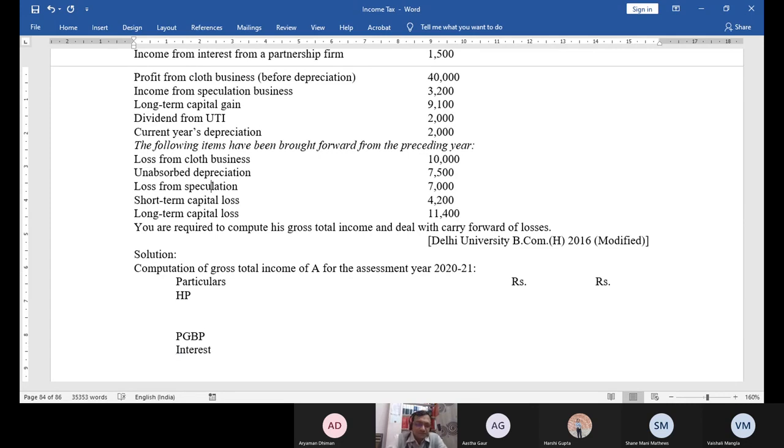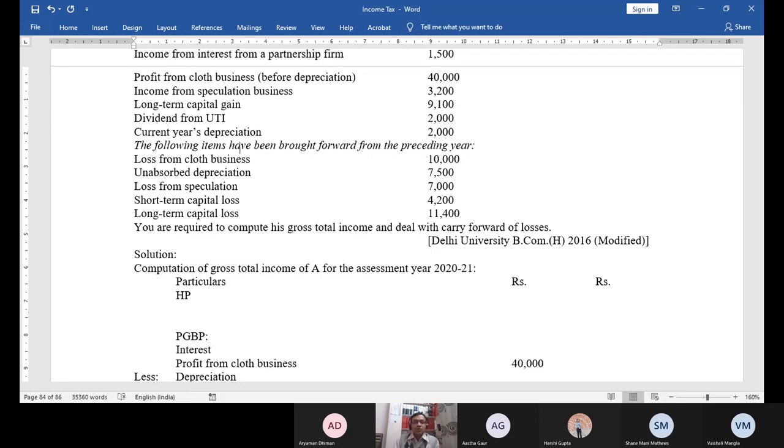Profit from cloth business. Now it is another business. How much is this? Cloth is non-speculative business. The profit is 40,000, but it is before depreciation. Why is it before depreciation? I should deduct depreciation because depreciation is valid as per section 32. So I should deduct depreciation. And how much is the depreciation?